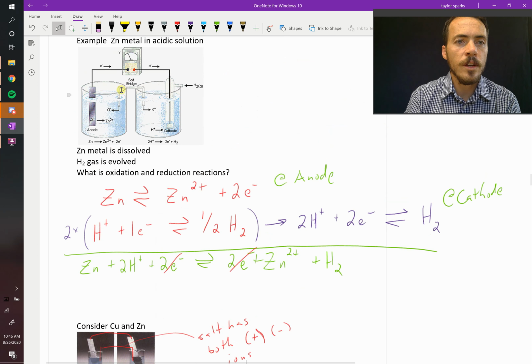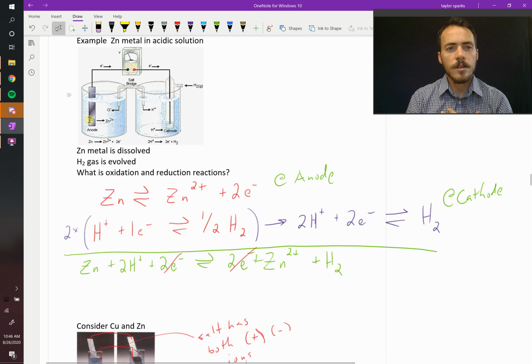If you didn't have this salt bridge connecting these things, then as this reaction took place, the zinc would dissolve into zinc 2+. You'd start to accumulate a large positive charge here. Meanwhile, you've got these electrons coming over here. You'd start to accumulate large negative charge as the H+ gets turned into hydrogen gas. So you would build up a difference in voltage. You'd have a positive charge and a negative charge here, and it would eventually stop the reaction.